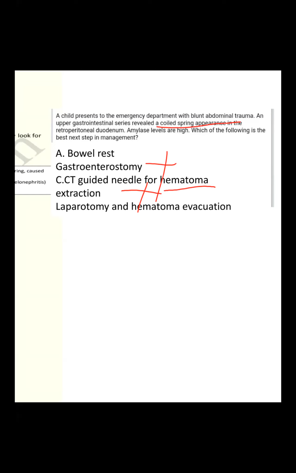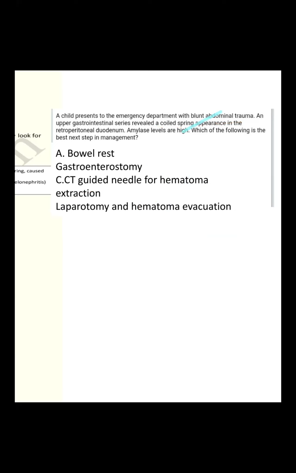Laparotomy and hematoma drainage are not needed now. My patient is not in an emergency situation and not unstable, so I don't have to do a laparotomy for obstruction, tearing or perforation. In the gastrointestinal series there is nothing for a laparotomy and nothing for CT-guided extraction of hematoma. There's just congestion, and it appears as a coiled spring. Clear, Dr. Nandini? Yes, ma'am.